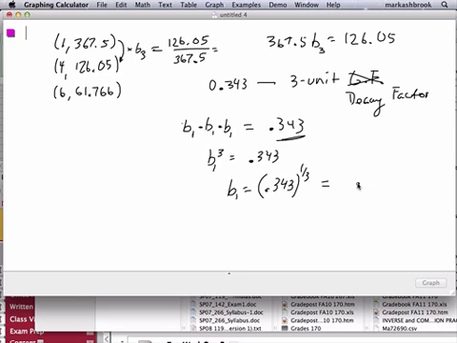Tell me what it is. It is 0.7. 0.7 exactly? Yes. Percent change, 1 unit percent change. 30%. 70%? No. 7%? No. 30% decrease.